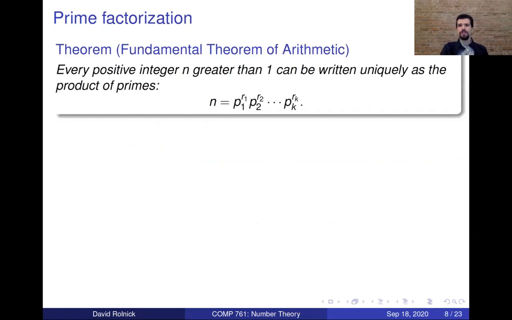So something that we've seen before in class a little bit is the fundamental theorem of arithmetic. This is saying that every positive integer n greater than 1 can be written uniquely as the product of primes. You can factor it into powers of primes. This is one of the reasons why we don't want 1 to be a prime, because prime factorization would not be unique, because you could include 1 or not include 1, and it wouldn't matter.